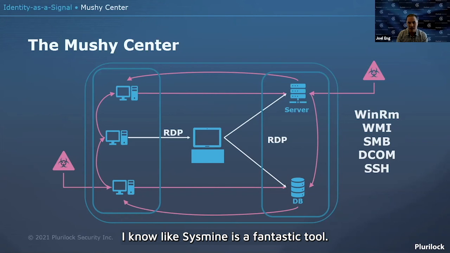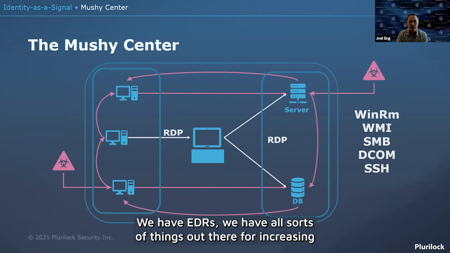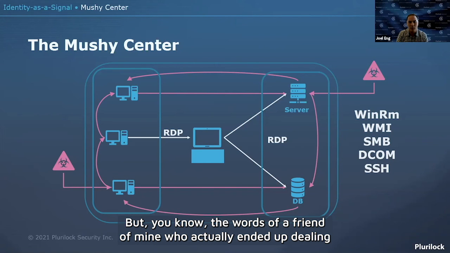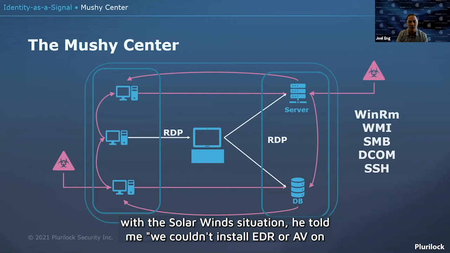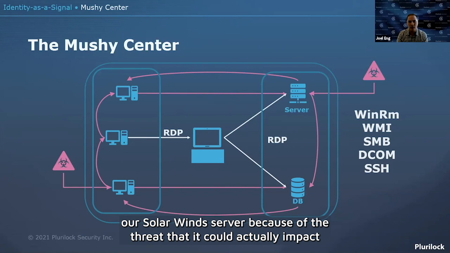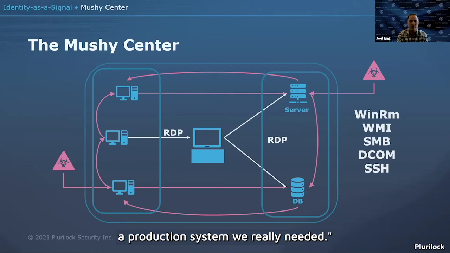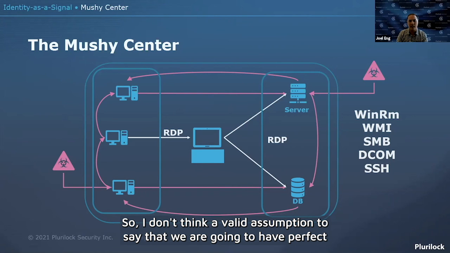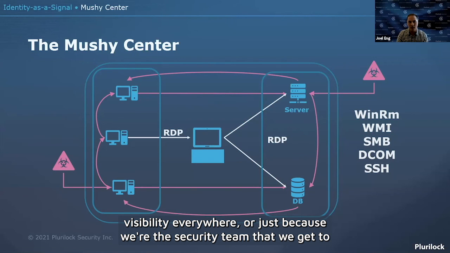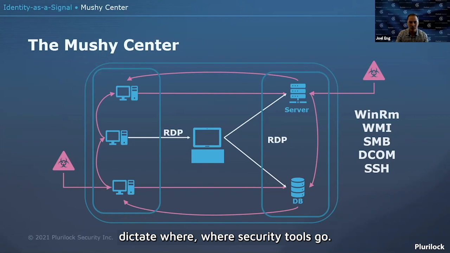I know Sysmon's a fantastic tool. We have EDRs, we have all sorts of things out there for increasing our visibility into this space. But in the words of a friend of mine who ended up dealing with the SolarWinds situation, he told me we couldn't install EDR or AV on our SolarWinds server because of the threat that it could impact a production system we really needed. So I don't think it's a valid assumption to say that we're going to have perfect visibility everywhere, or that just because we're the security team, we get to dictate where security tools go.